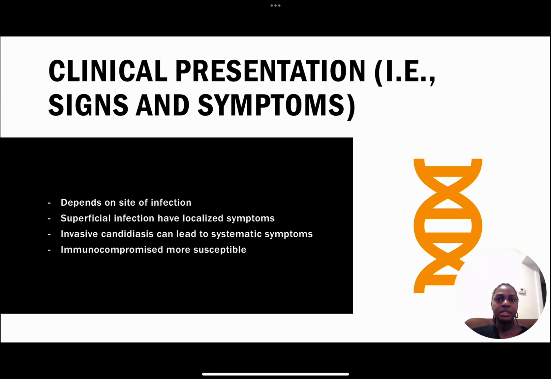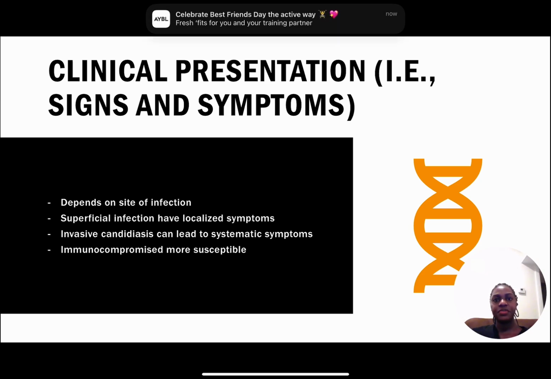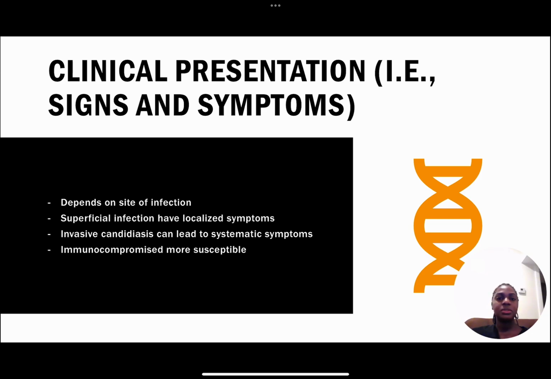The signs and symptoms of Candida albicans infection vary depending on the site of infection. Superficial infections such as oral thrush and vulvovaginal candidiasis typically present with localized symptoms like itching, redness, and discharge. Invasive candidiasis can lead to systemic symptoms, especially in immunocompromised individuals.